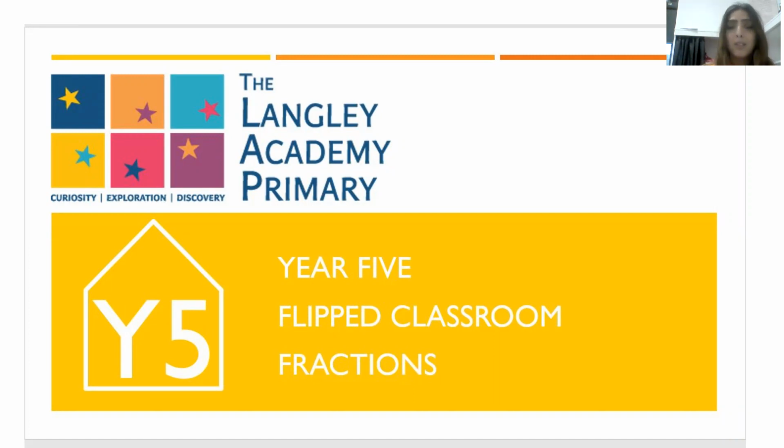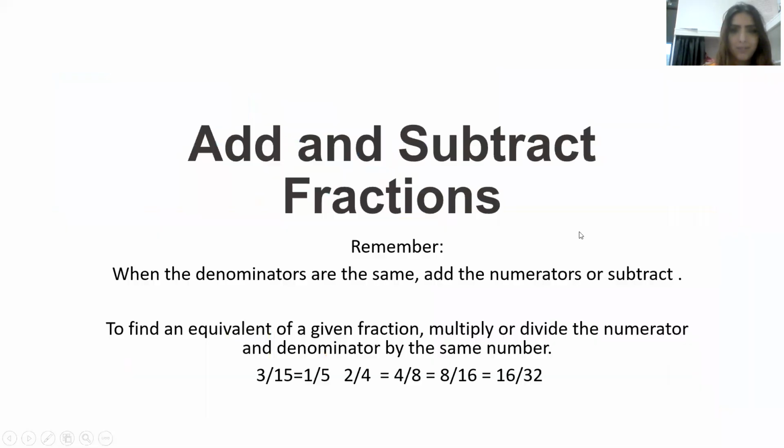As you can guess, we are doing fractions. So, you've got to remember, when the denominators are the same, all we have to do is subtract or add the numerators. And to find the equivalent of a given fraction, we either have to multiply or divide the numerator and denominator by the same number.